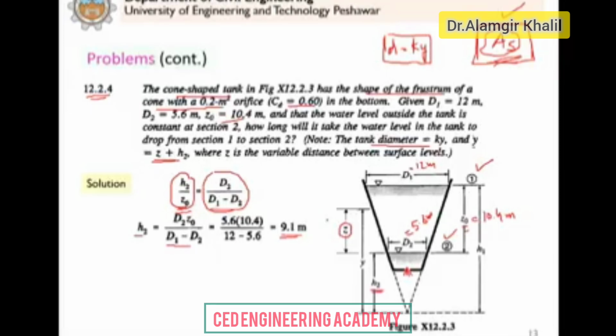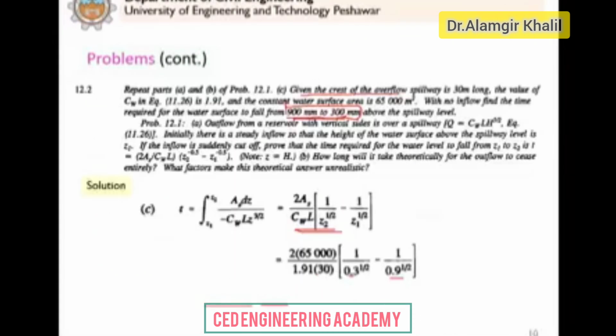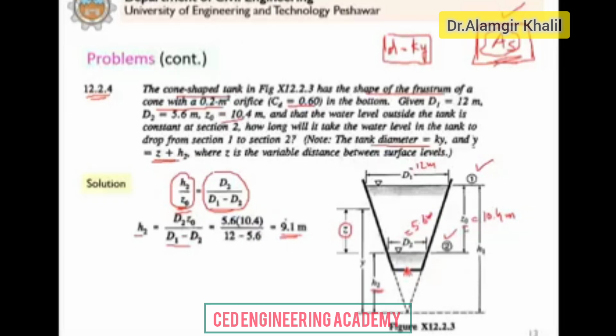And we have to express the area in terms of Z. Why? Because in the equation, we talk about this dz. So if you want to evaluate the integral, you have to express the variables in terms of z. That's why we are doing this here. We have to now express this area in terms of z. So now your H2 is 9.1 meter. So now Y is Z plus H2. Z is variable. So 9 plus 9.1.